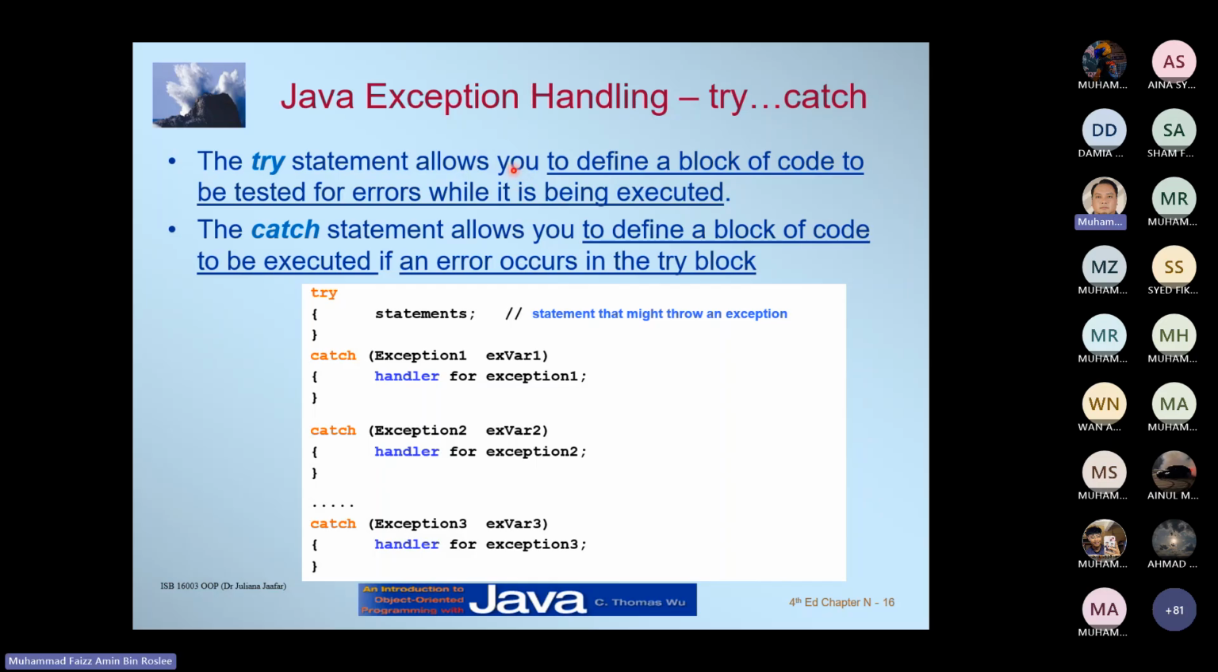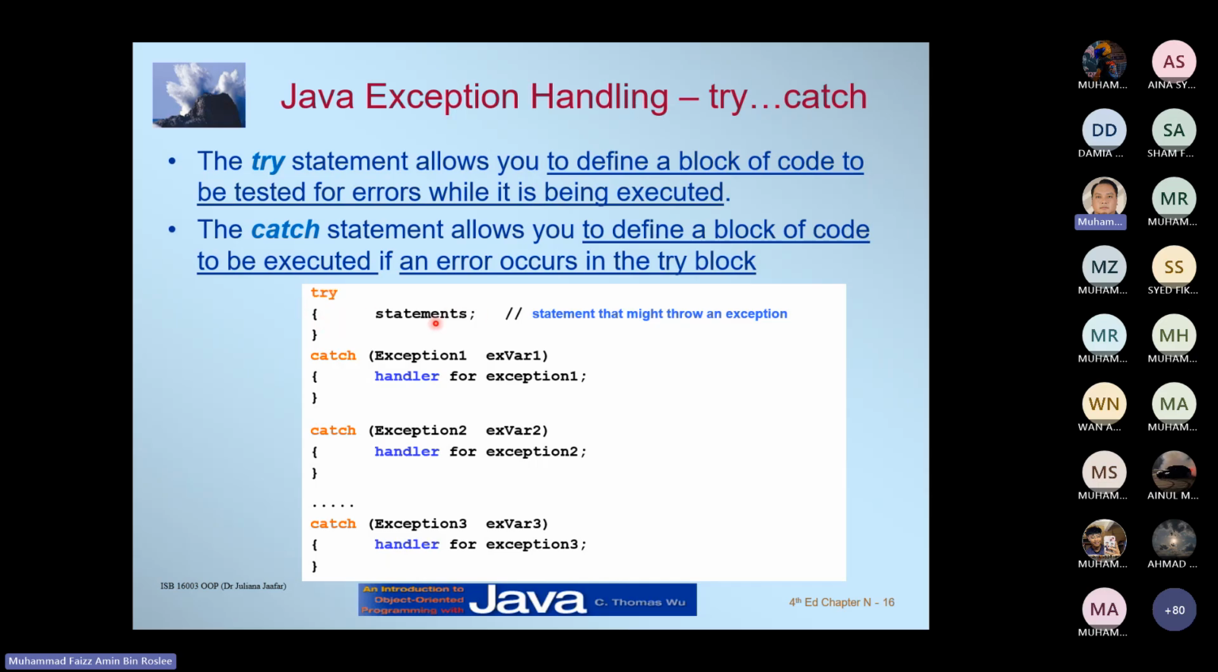The try statement allows you to define a block of code to be tested for errors while it is being executed, as I mentioned before, right? Your code will be in a try block. The catch statement, or the catch block, allows you to define a block of code to be executed if any error occurs in your try block. So basically, over here you can see you have a try block.